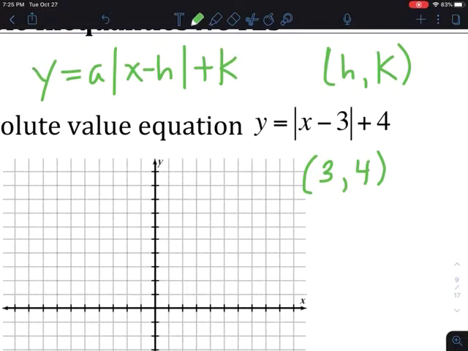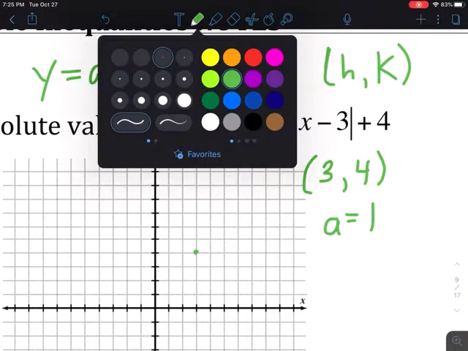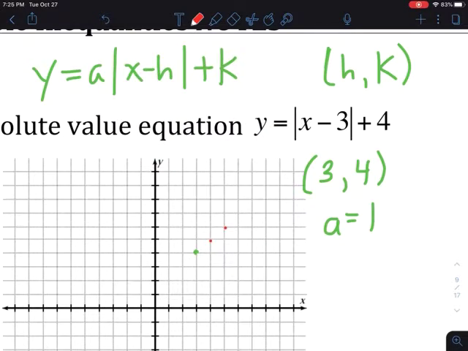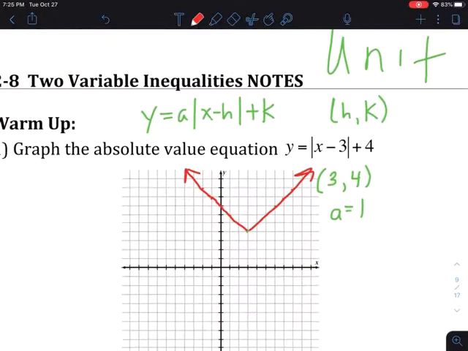So plot our first point at (3, 4). This is going to form a V. The a here is an invisible 1 right after the equal sign. It's not showing anything, so invisible 1. So that means from the vertex, we want to go up 1 over 1 in both directions. And then we'll draw our V. And that's it. Pretty easy stuff.